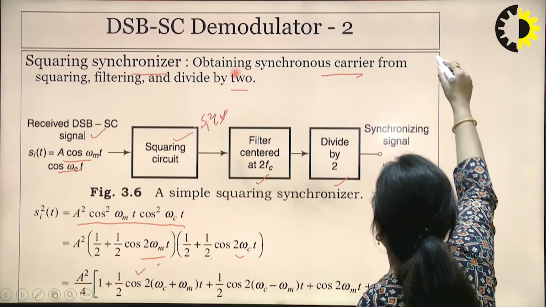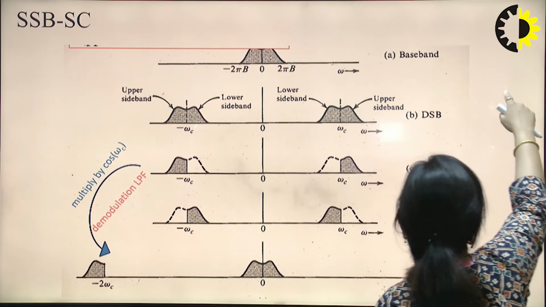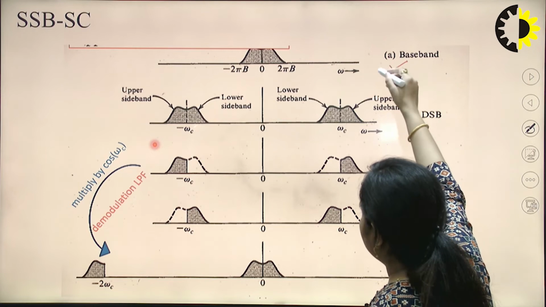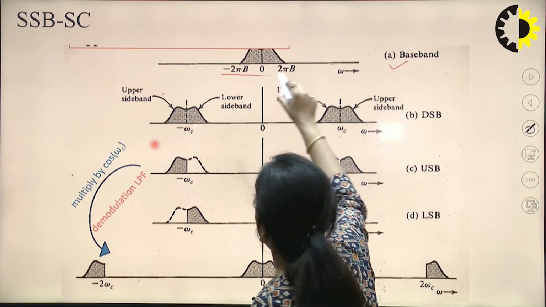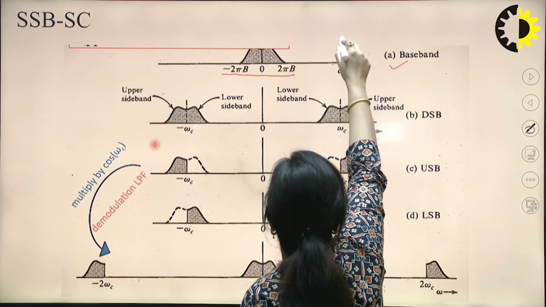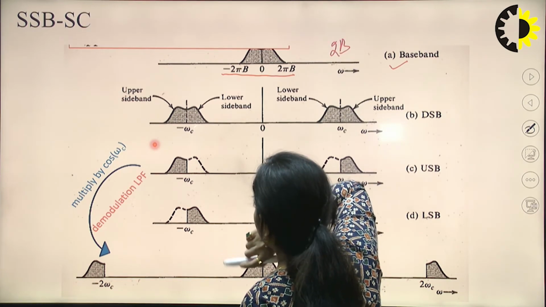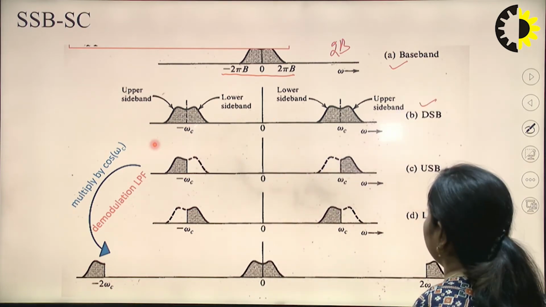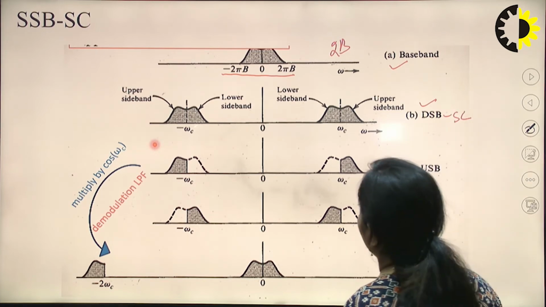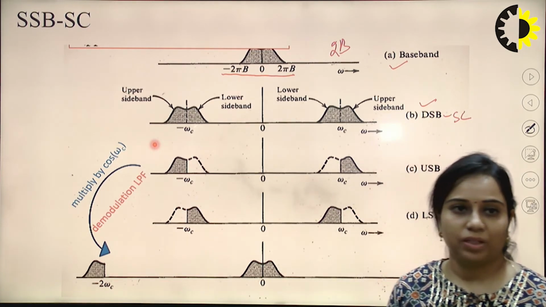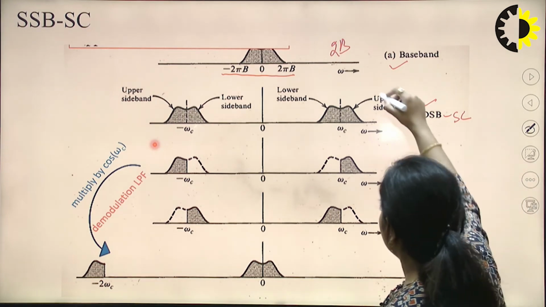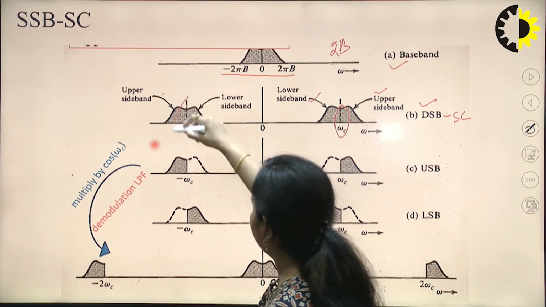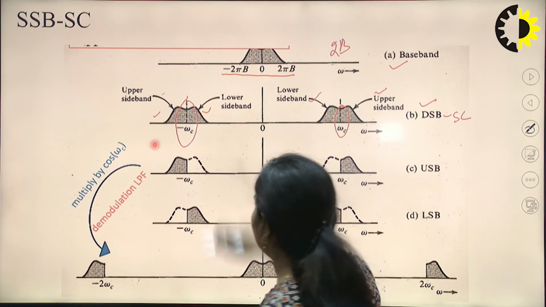This is the waveform corresponding to the baseband signal. It will be centered from minus 2 pi by b to plus 2 pi by b, meaning its bandwidth will be 2b. Then this will be the spectrum for the DSB. This is for DSB-SC, which has only the two sidebands. We are not transmitting the carrier signal. Here this is the upper sideband, this is the lower sideband, centered at omega c, and on the negative side there will be minus omega c. This will be the upper sideband, and this will be the lower sideband.